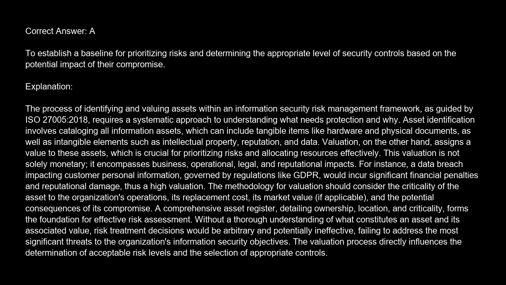Explanation. The process of identifying and valuing assets within an information security risk management framework, as guided by ISO 27005-2018, requires a systematic approach to understanding what needs protection and why. Asset identification involves cataloging all information assets, which can include tangible items like hardware and physical documents, as well as intangible elements such as intellectual property, reputation, and data. Valuation, on the other hand, assigns a value to these assets, which is crucial for prioritizing risks and allocating resources effectively. This valuation is not solely monetary. It encompasses business, operational, legal, and reputational impacts.